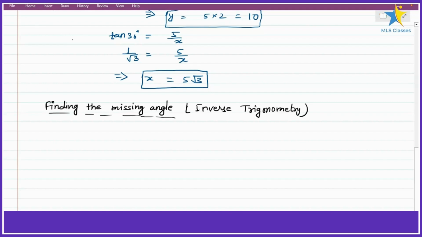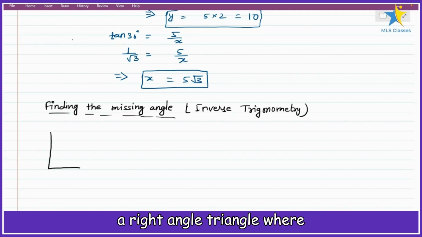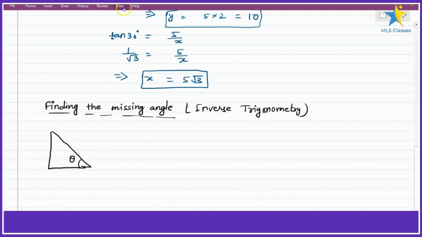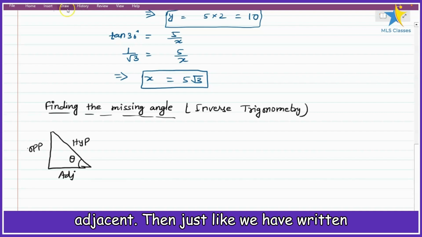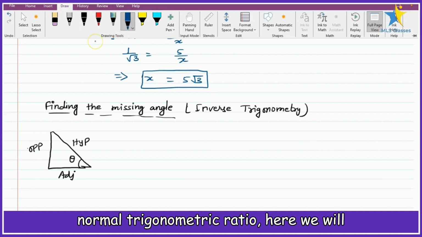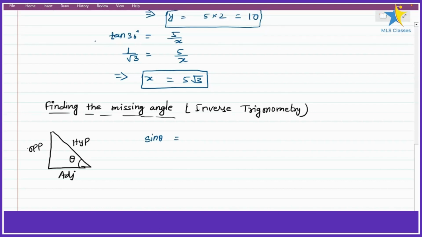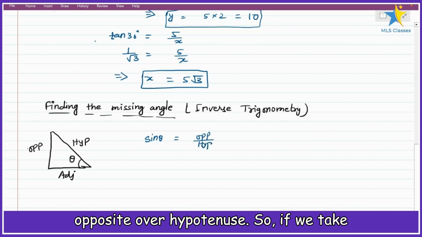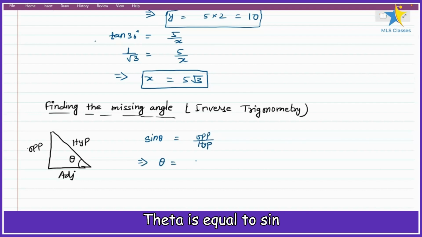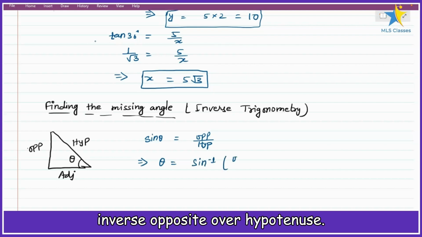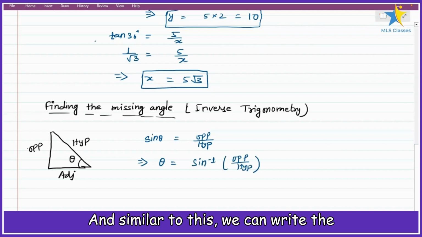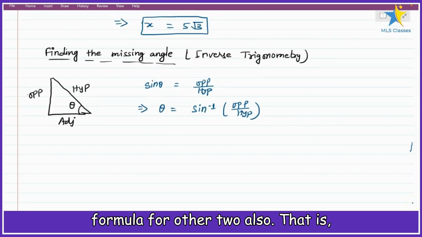So just like above, suppose there is a right angle triangle where this is theta, and this is opposite, hypotenuse and adjacent. Then just like we have written the normal trigonometric ratios, here we will have inverse trigonometric ratios. We know that sine theta is equal to opposite over hypotenuse. If we take the inverse, then this can be written as theta is equal to sine inverse opposite over hypotenuse. And similar to this, we can write the formula for the other two also.